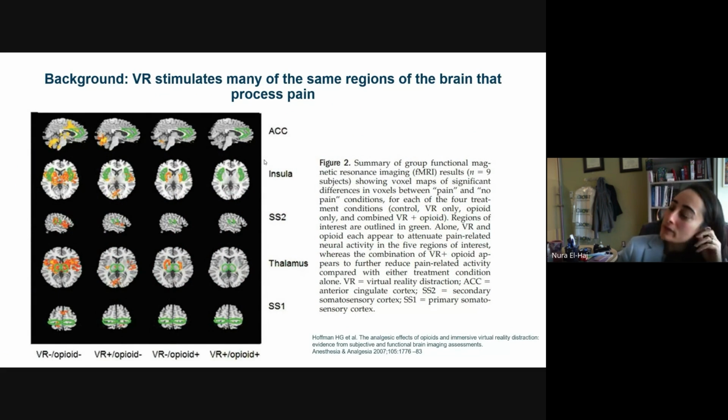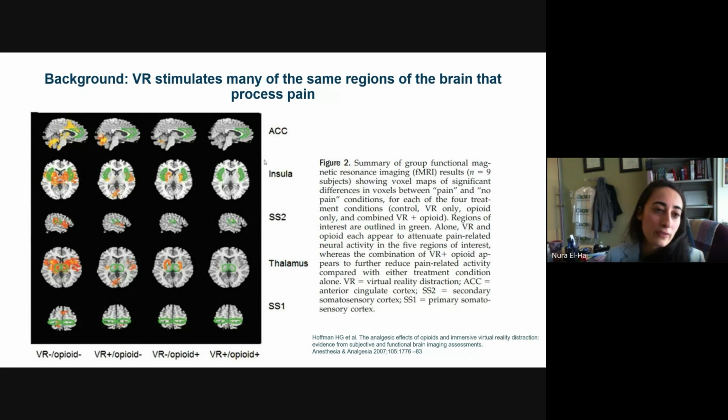So how did we even think about VR for pain? VR can stimulate many areas of the brain that also help process pain. If you're looking at this picture of a functional MRI, it shows areas that are lighting up, and your first column all the way to the left is basically your control. We're not using virtual reality, and we're not using opioids. Remember I said opioids are our standard of care for acute pain management in sickle cell disease.